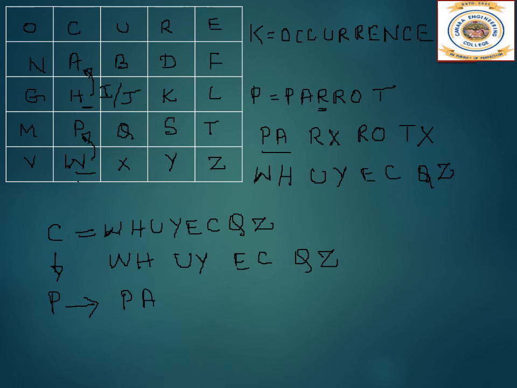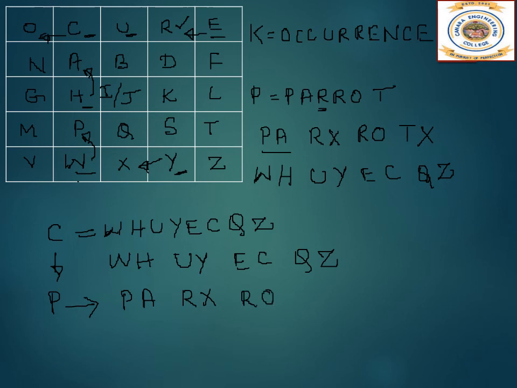Next, U and Y. Check where is U. U is here. Where is Y? Y is over here. So again the reverse process. For U, I have to see the same row but the column of Y. So it is this. For Y, I have to see the same row but the column of U. So it is X. So for U it is R, for Y it is X. Now E and C. E is here, C is here. So now reverse. Previously we went forward, now we have to come reverse. For E it is R, for C it is O.